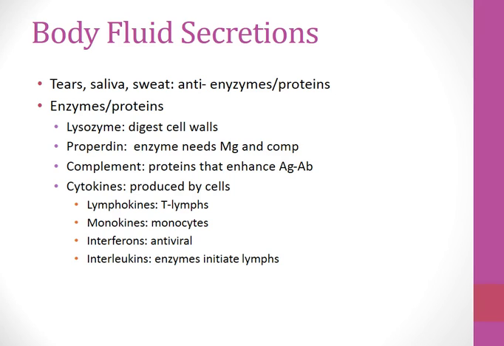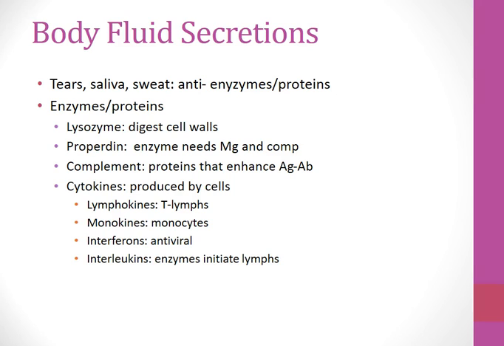A lysozyme is an enzyme that can break down and eat the bacterial cell wall. Properdin is a bactericidal and virucidal enzyme. It works with magnesium ions and complement to break down an antigen. Complement is a group of proteins that come in whenever antibodies attach to antigens to lyse the antigen.